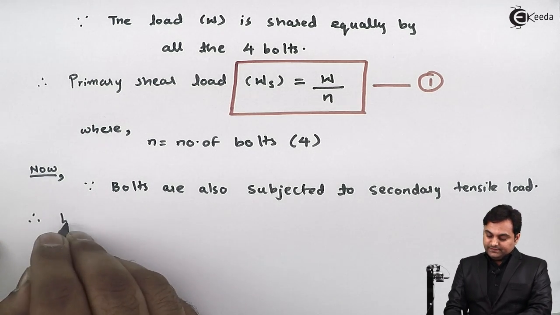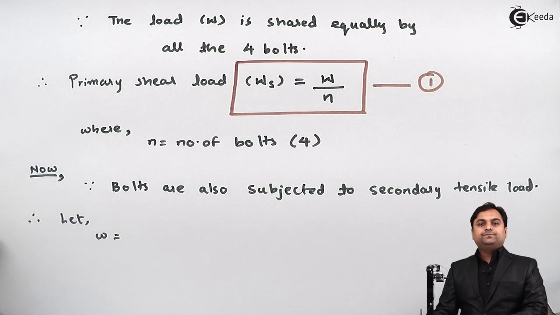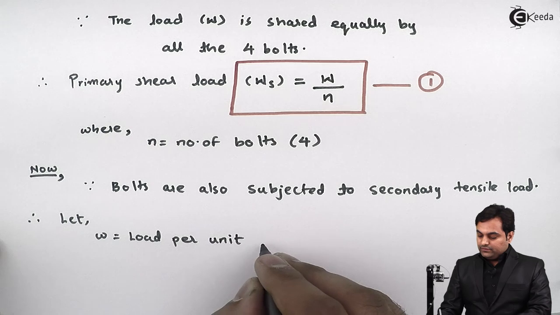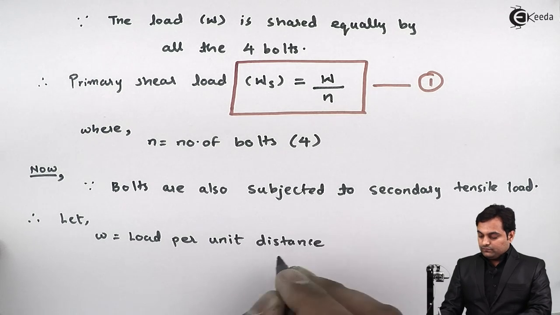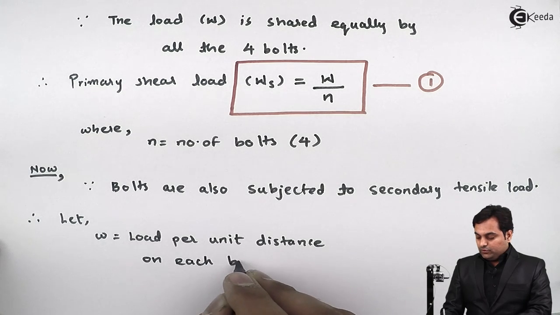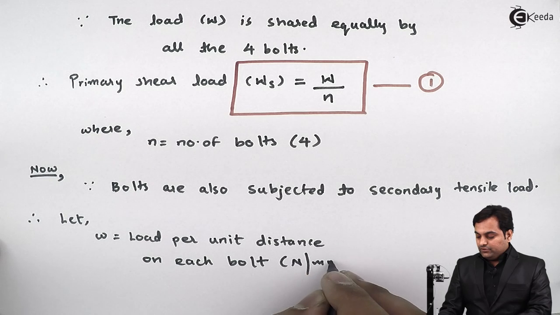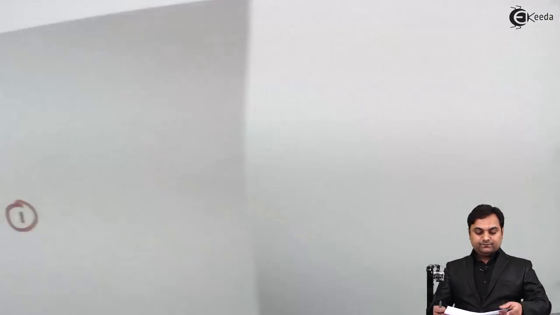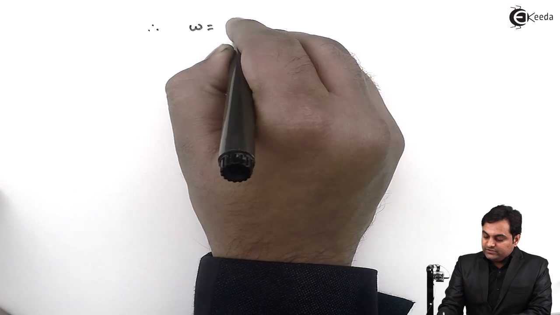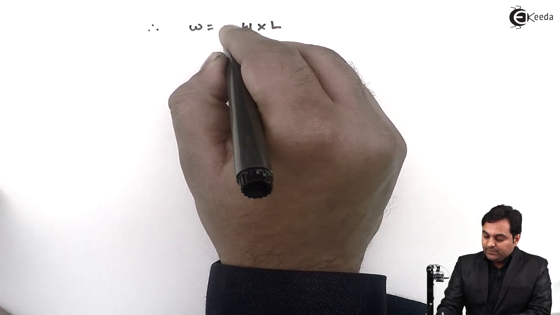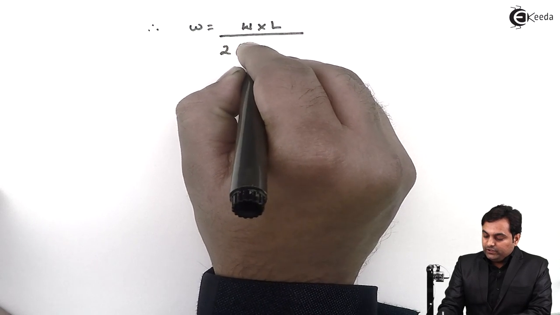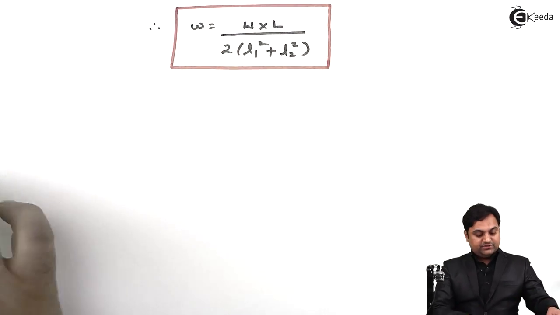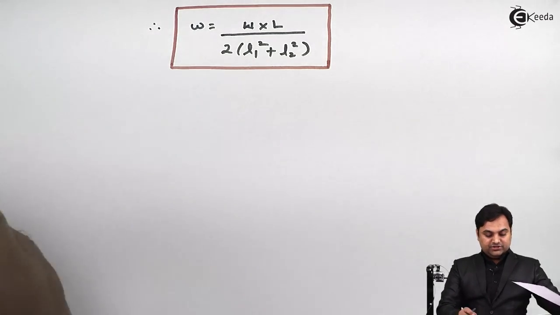therefore let small w be the load per unit distance on each bolt, and this will be in terms of Newton per mm. Now the value of small w is capital W into L, the load which is acting, upon 2 into L1 square plus L2 square. Now this I will keep as equation number 2.